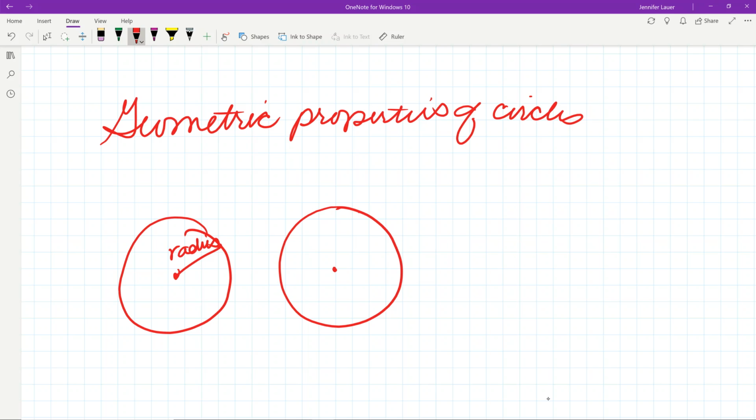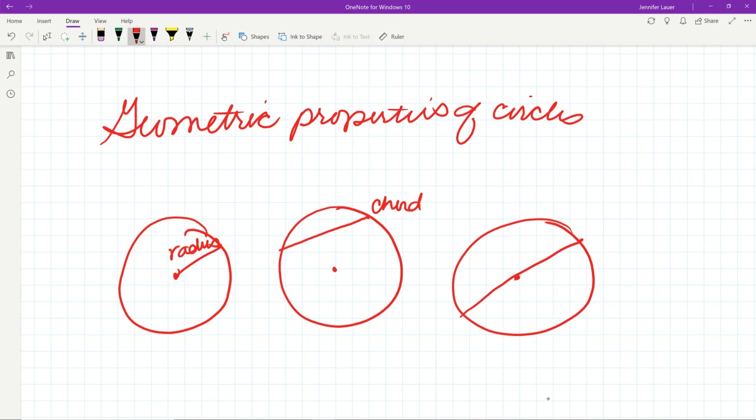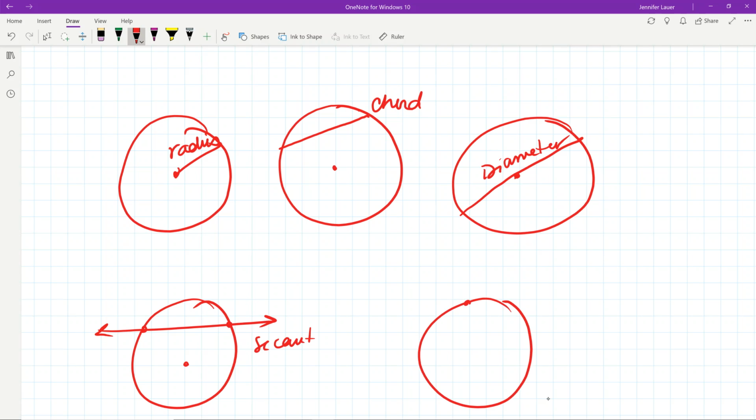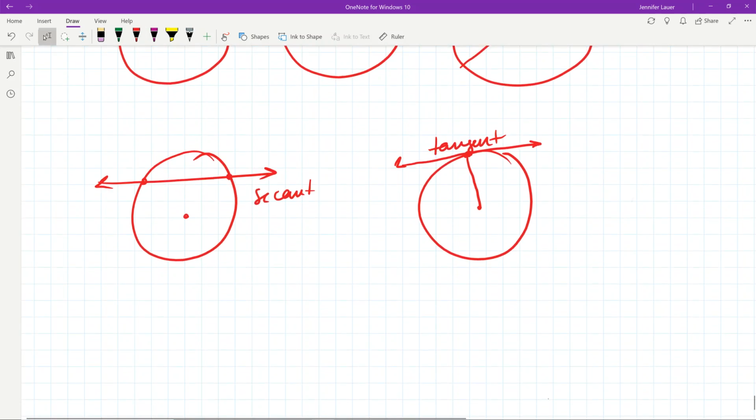If you cut a circle from there to there, that's called a chord. Some of these you should know. This is a diameter. You've got a line that cuts it at 2 points that doesn't go through the center. It's called a secant. And then if you have a point that runs through just the edge of the circle, which essentially makes a perpendicular line with the radius, this is called a tangent line, or it's tangent to the circle. So a secant touches at 2 points, a tangent touches at 1.